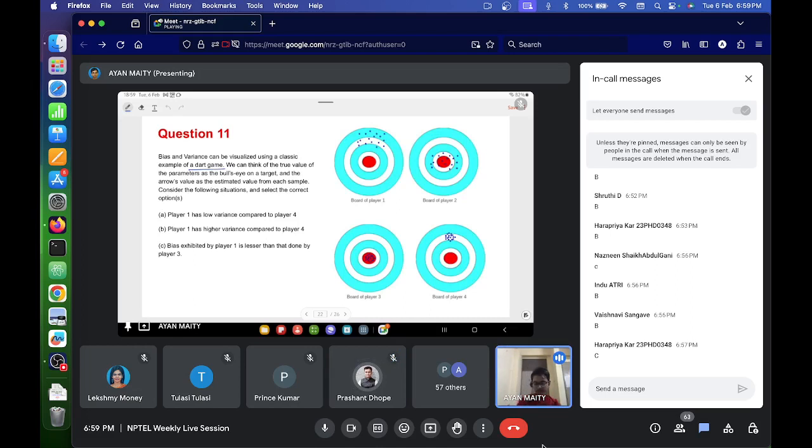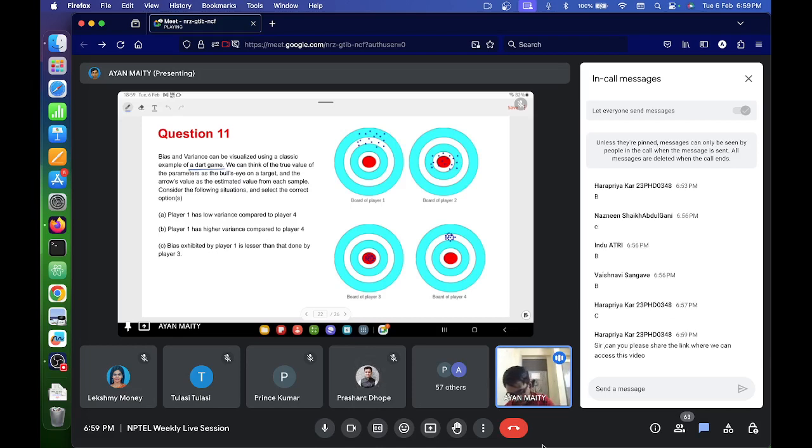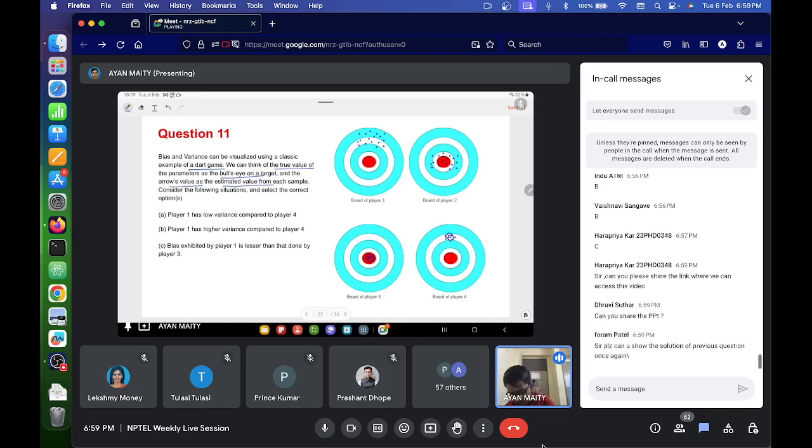Bias and variance can be visualized using a classic example of a dart game. So in dart, you throw arrows towards a circular target. We can think of the true values of the parameters as the bullseye on a target, and the arrows as the estimated value for each sample. Consider the following situations and select the correct options.